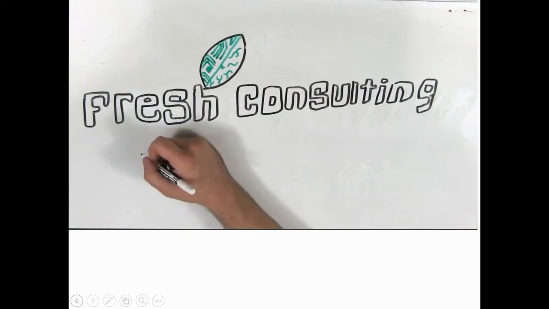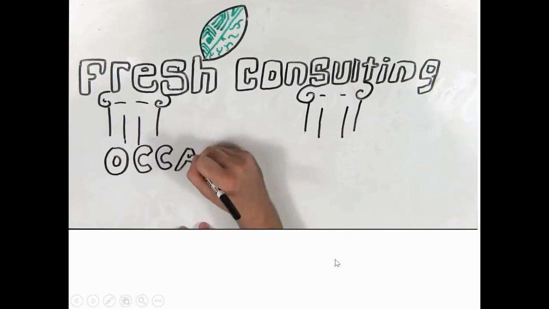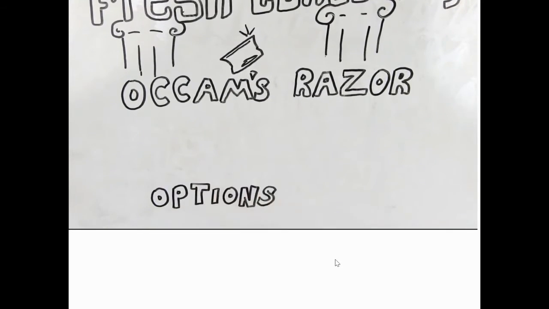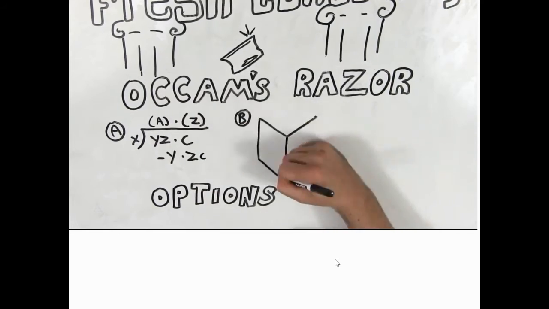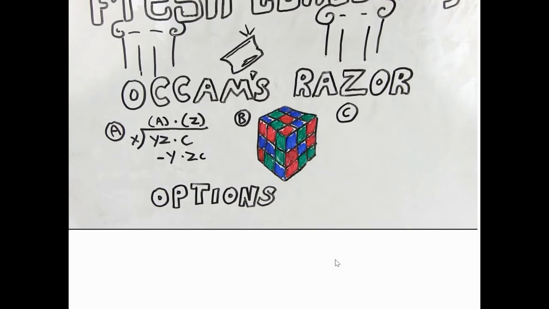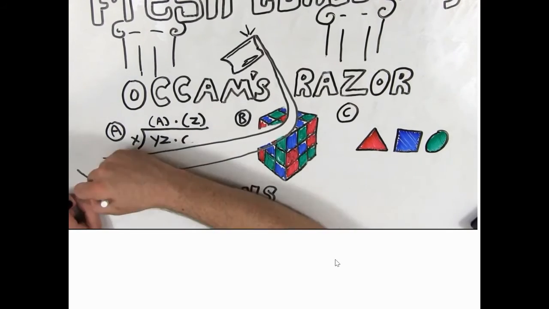Fresh Consulting's original name was centered around Occam's razor. Occam's razor is a principle that suggests that if you have a lot of options, often the simplest one is the right one as you think about a solution. So let's come back to this point that simplicity matters because it is valued in our increasingly complex society.